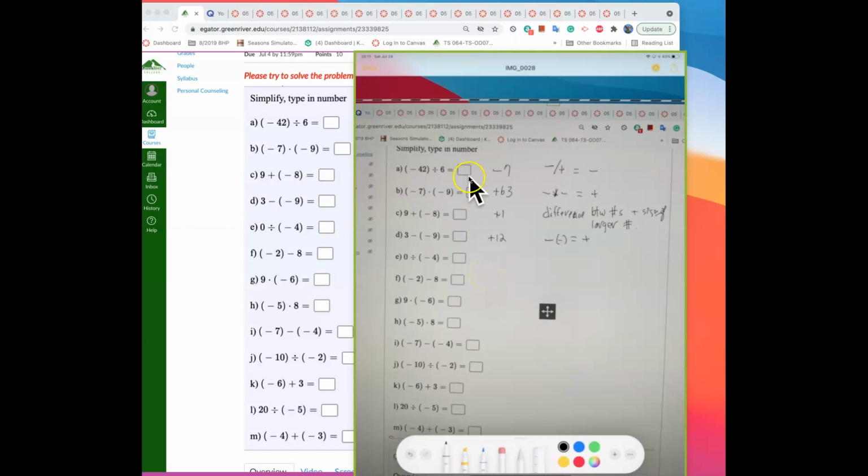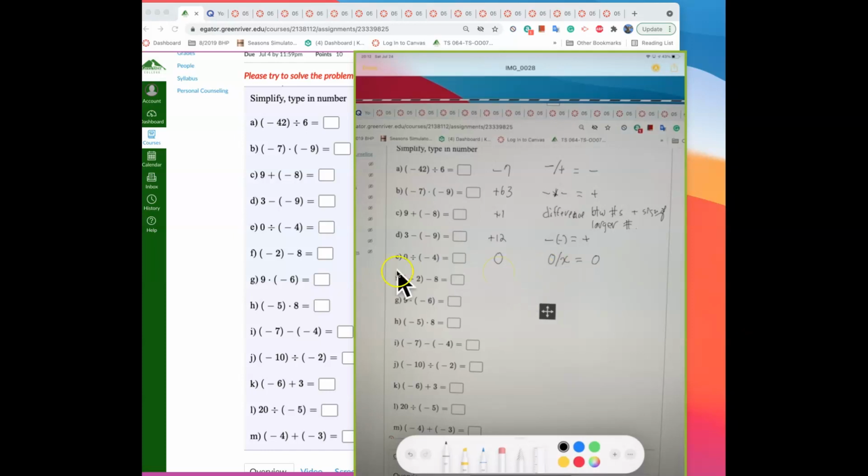The next one, 0 divided by negative 4. You can divide 0 by any number, and the answer will always be 0. So 0 divided by x equals 0. This is how you can write that rule. And of course, the inverse of this, any number divided by 0, is illegal, and it's undefined.